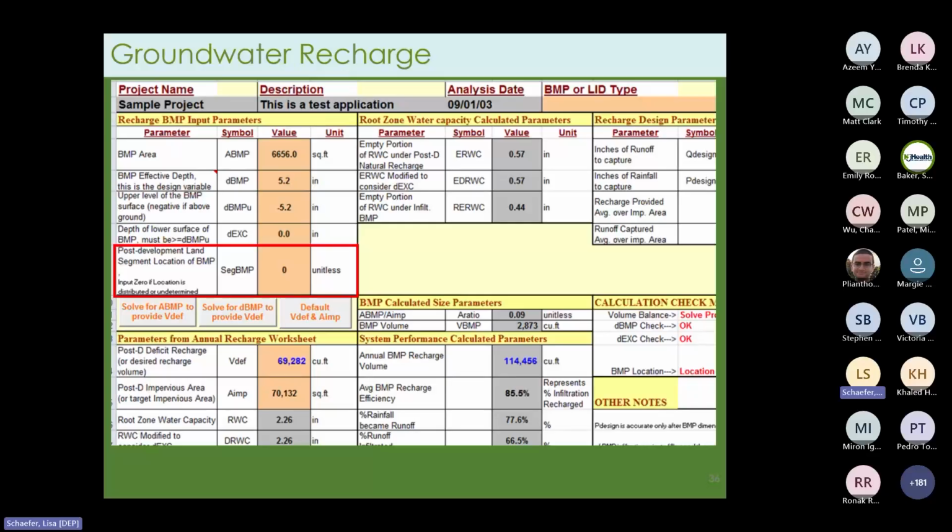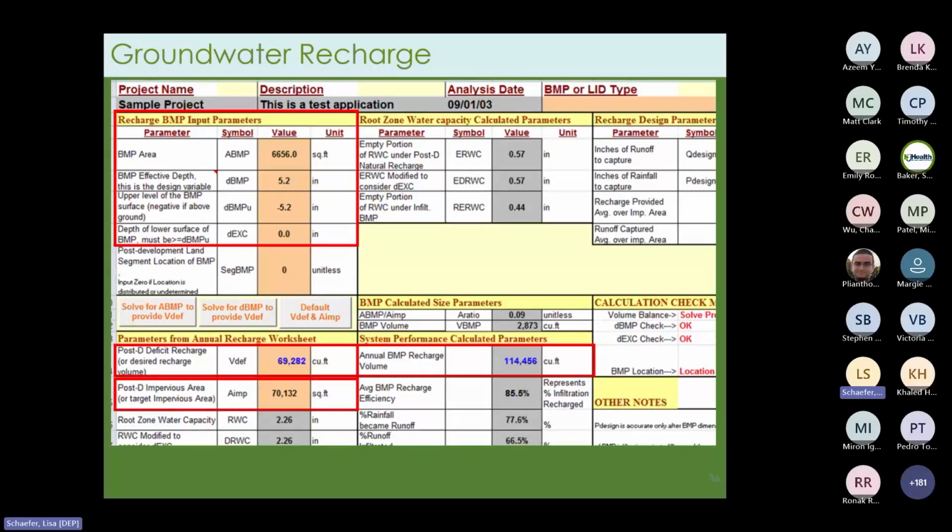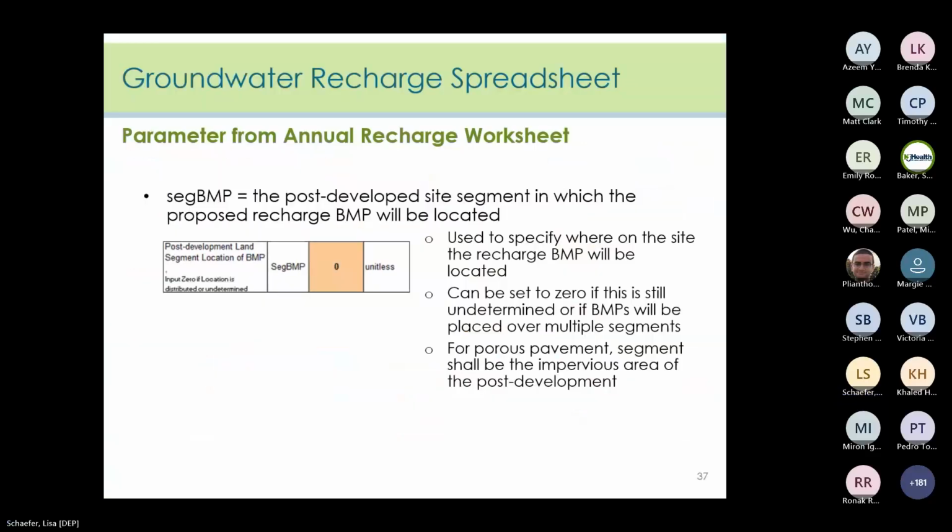We'll address the other BMP design parameters in the other boxes in a minute. But let's talk about BMP location land segment. So SegBMP is the variable to denote the segment in which the BMP is located. We're going to talk about the variables now shown previously in the other red boxes that were on the bottom of the BMP calculations worksheet.